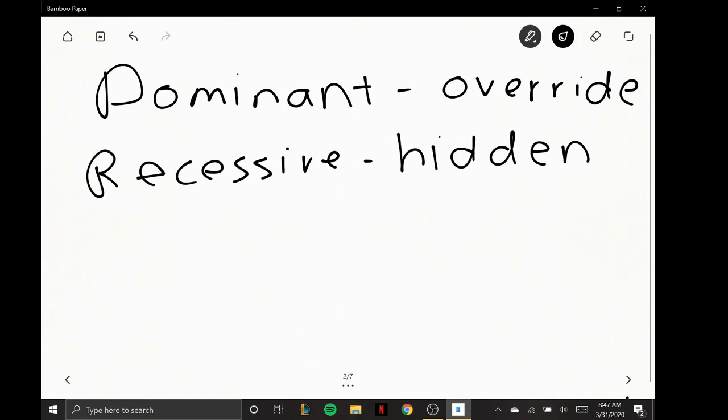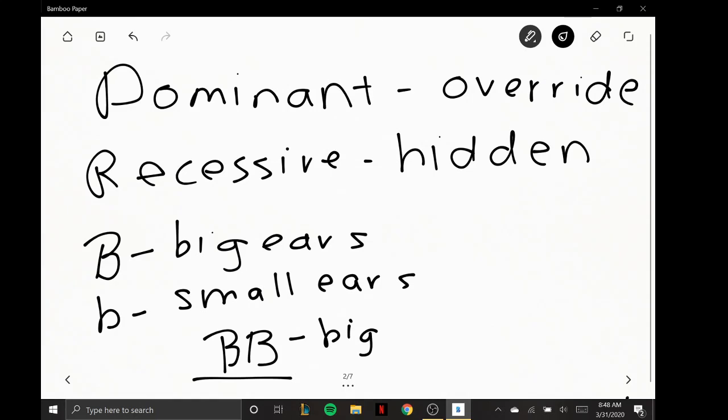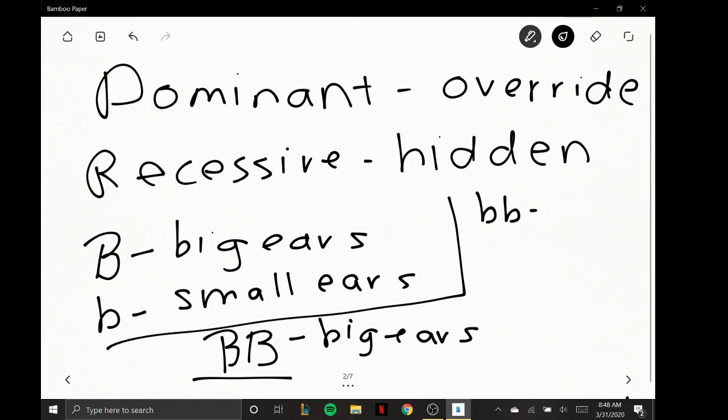For example, let's think about mice. Let's say the big B means they have big ears, and the little b is the allele for small ears. So if we have a mouse that has big B, this is their genotype, or what genes they have. They have these two alleles, the big B allele and another big B allele. So they're definitely going to have big ears. If a mouse has little b, they have both alleles for small ears, so they're definitely going to have small ears.